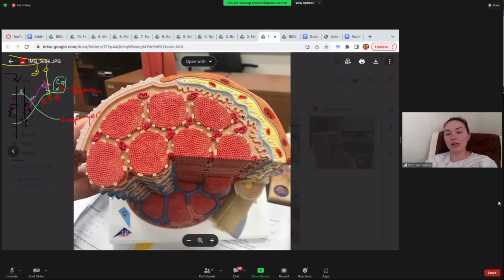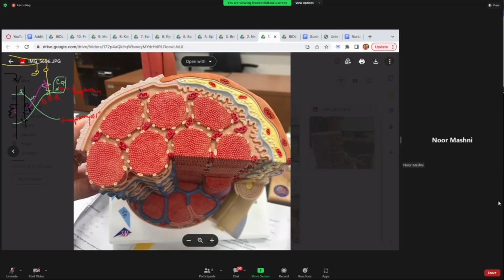You're asking, is the motor end plate the same as the sarcolemma? Yes and no. The portion of the sarcolemma that is wavy is the same as the motor end plate. But not all of the sarcolemma is wavy, in order to accommodate the T tubules. So the motor end plate is a part of the sarcolemma, but they're not the same thing, because the part that's wavy is the motor end plate. Does that make sense?